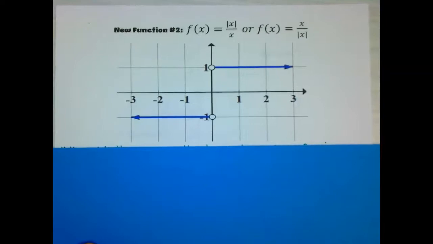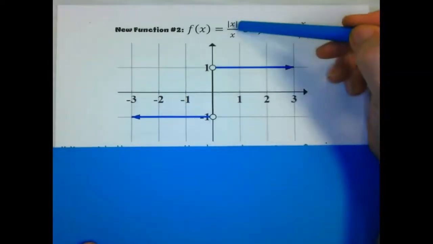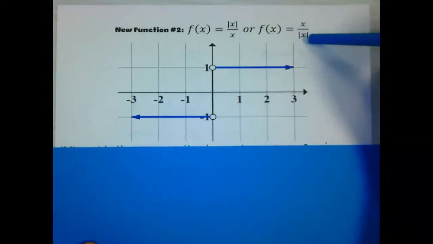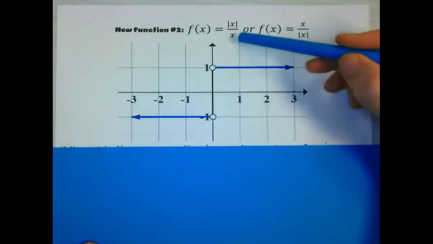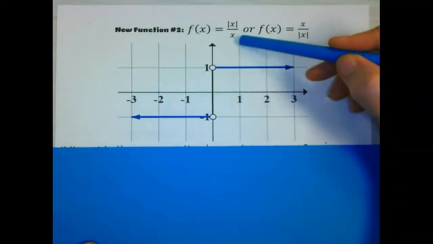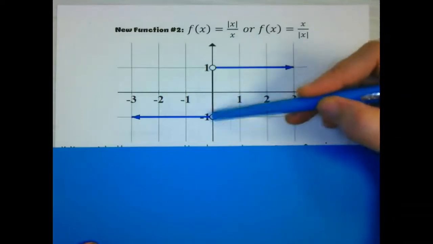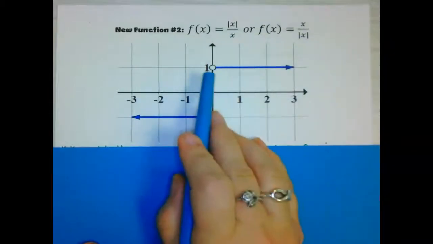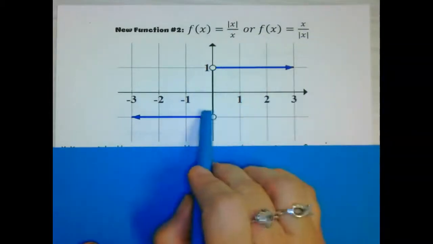Okay, now we're going to look at one of our two new functions, and that is the absolute value of x over x, or x over the absolute value of x. So if you were in class, we graphed both of them to confirm that it was the same thing. And this is what you get. It is a fraction with a denominator approaching zero, which means our graph breaks right here. And so there can't be anything vertically on this axis. So I have points that go over here and points that go over here.